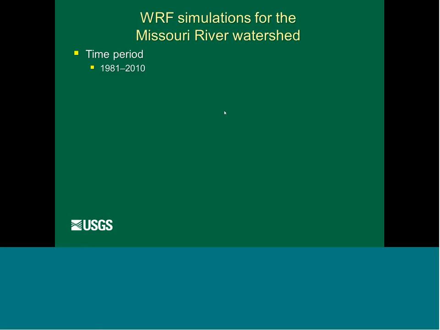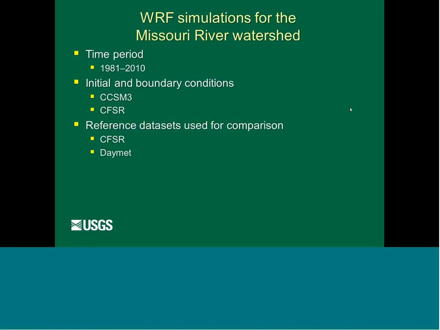All righty. Well, the work that I've been doing is working with the WRF simulations that cover the time period 1981 to 2010. And I've been focusing in on the Missouri River watershed also. Initial and boundary conditions that I have are the CCSM3 and CFSR GCM model outputs. And the reference data sets that I use for validation are the CFSR and DAMET. Today I'm only going to show the DAMET reference data set for some of these plots that I'll show later.